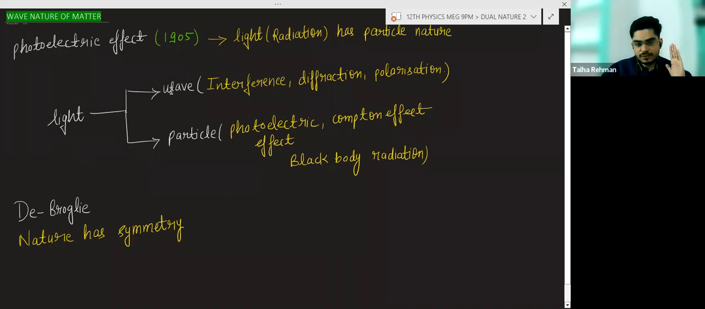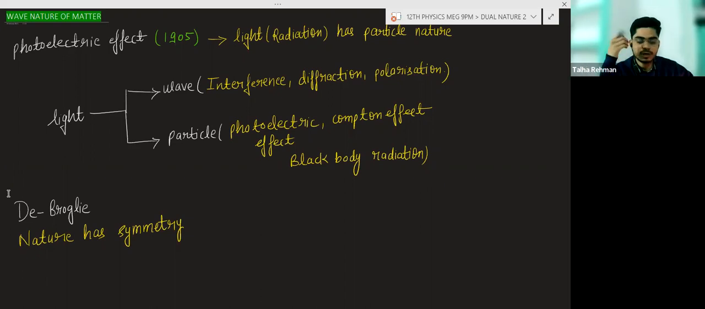So light has the wave nature also, because light shows interference, refraction, and polarization, and light shows the particle nature. How can we say that? Because of the photoelectric effect of light. There is one more effect, the Compton effect, that can also be explained by considering light as a particle, as well as black body radiation. After that, there was a scientist named De Broglie.